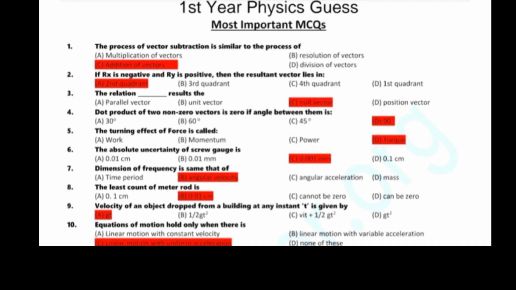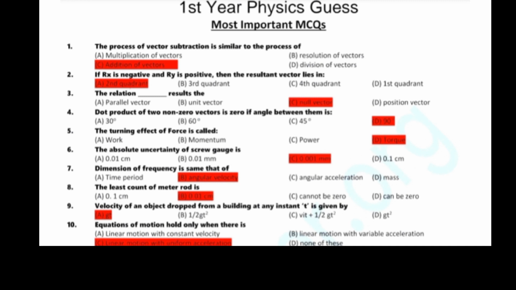The absolute uncertainty of screw gauge is 0.001 millimeter. Dimensions of frequency is the same as that of angular velocity. The least count of meter rod is 0.01 centimeter. Velocity of an object dropped from a building at any instant t is given by gt.